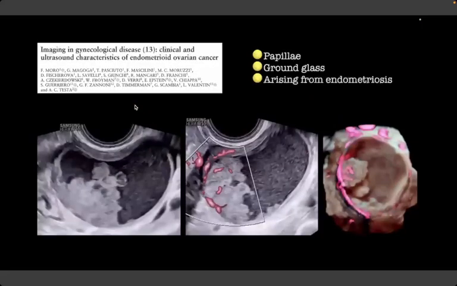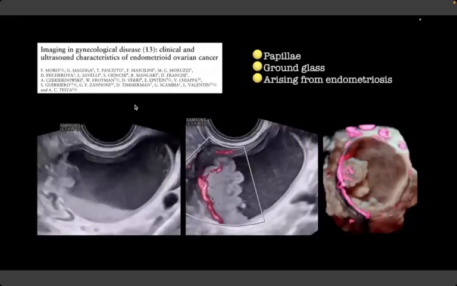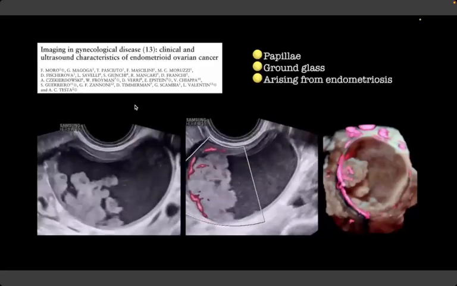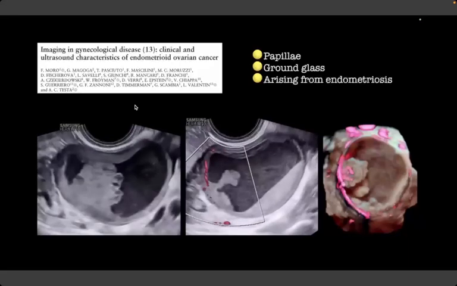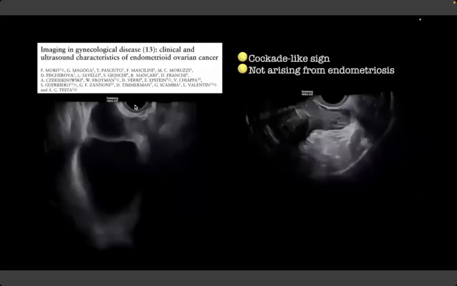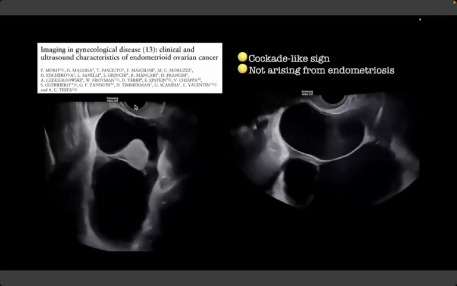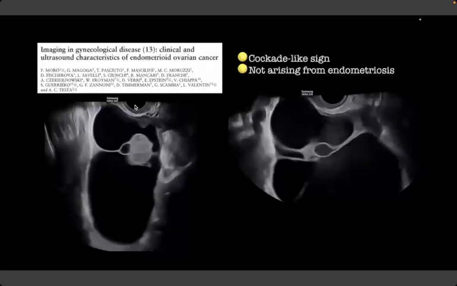Let's now consider an interesting tumor histotype, the endometrioid ovarian cancer, which presents a different pattern recognition depending on the association with endometriosis. When the association is present, this tumor appears as a cyst with ground glass echogenicity and irregular vascularized papillae. When the tumor is not associated with endometriosis, it appears as a multilocular solid lesion and often presents the typical cocade-like sign with a solid tissue trapped between the septa.